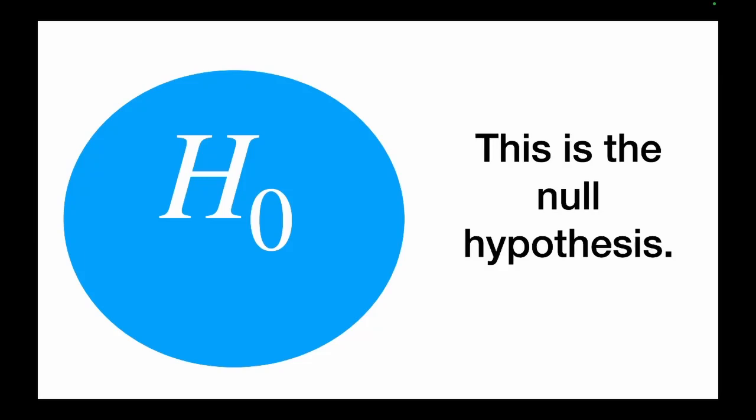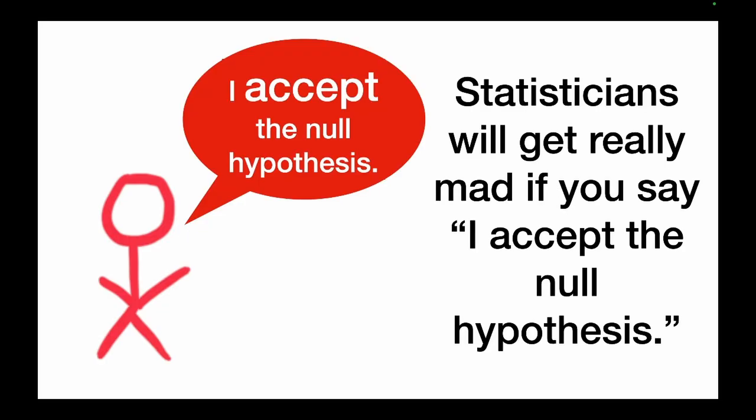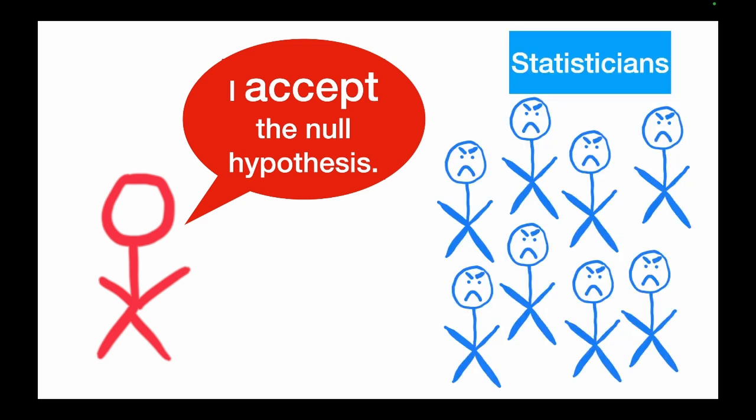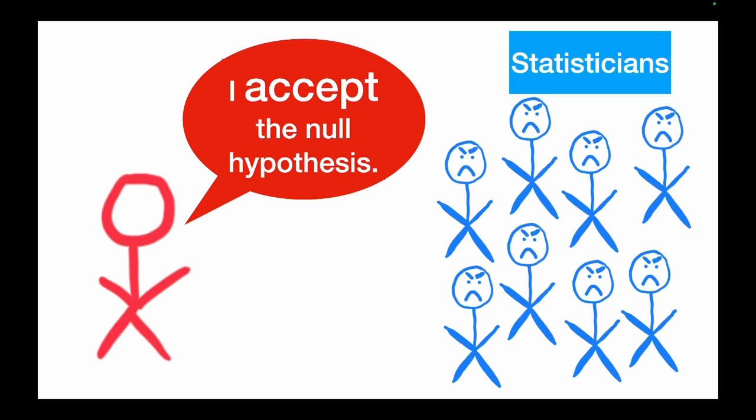This is the null hypothesis. The null hypothesis is never accepted. Statisticians will get really mad if you say, I accept the null hypothesis. Grrr, we're mad. Rejecting the null hypothesis is just fine for some reason. Then they're happy. But accepting is bad. Very bad.